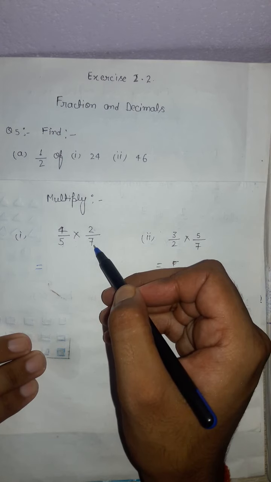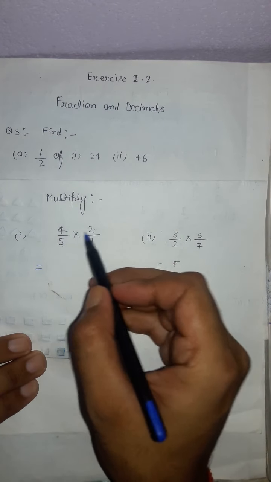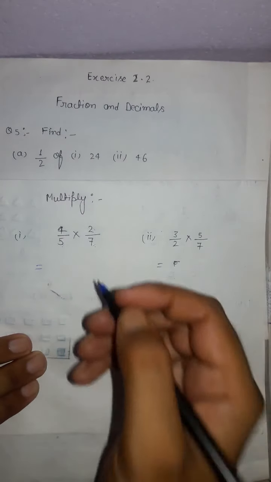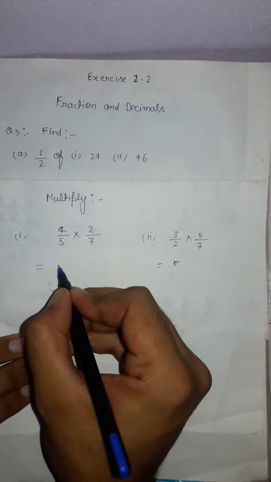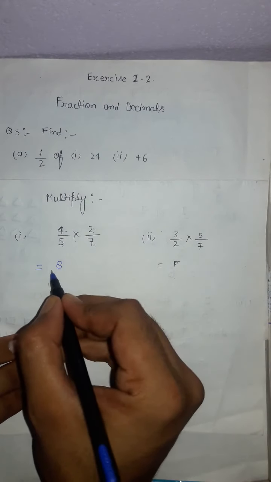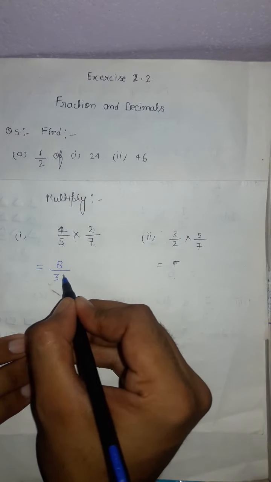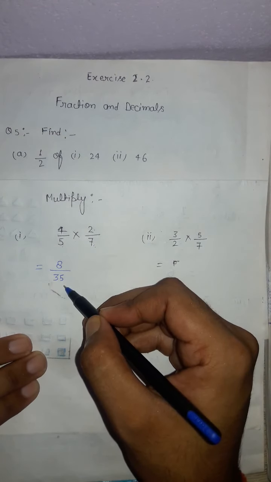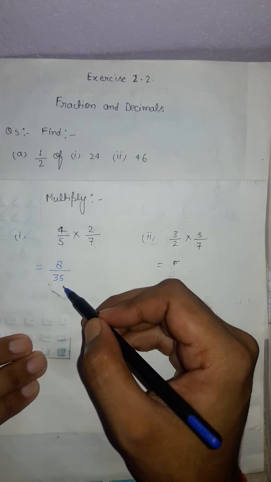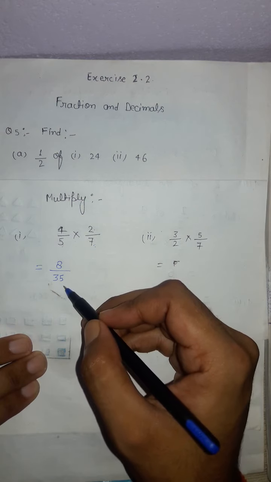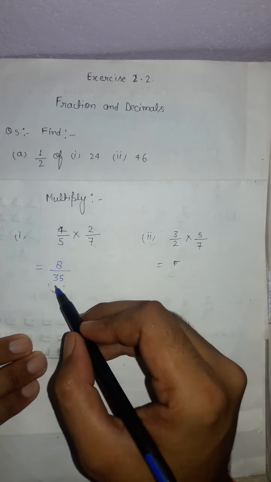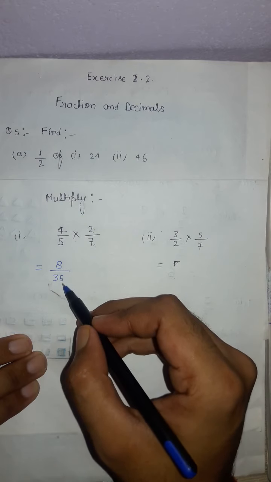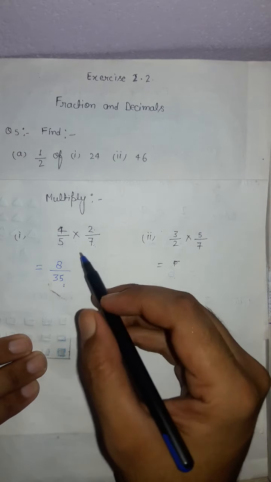For multiplication, we always multiply the numerator with the numerator and the denominator with the denominator. So 4 twos are 8, and 5 sevens are 35. Now our answer is 8 upon 35. If it can be converted to the simplest form, then we can do it. Otherwise we leave it as it is. So 8 upon 35 is the answer.